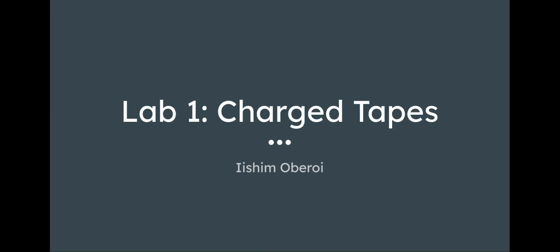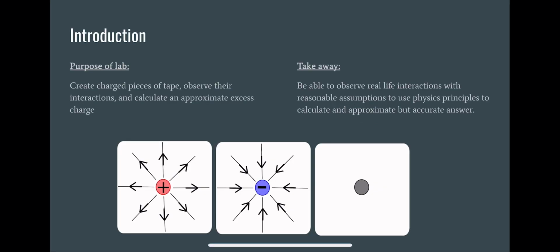This is Lab 1 for Physics 2212, Charge Tapes by Ishim Oberoi. To start off, the purpose of this lab is to create charged pieces of tape, observe their interactions with each other and objects in the environment, and calculate the exact charge on these tapes. By the end of this experiment, we should be able to observe real-life interactions and, given reasonable assumptions, use physics principles to calculate approximate but accurate answers.